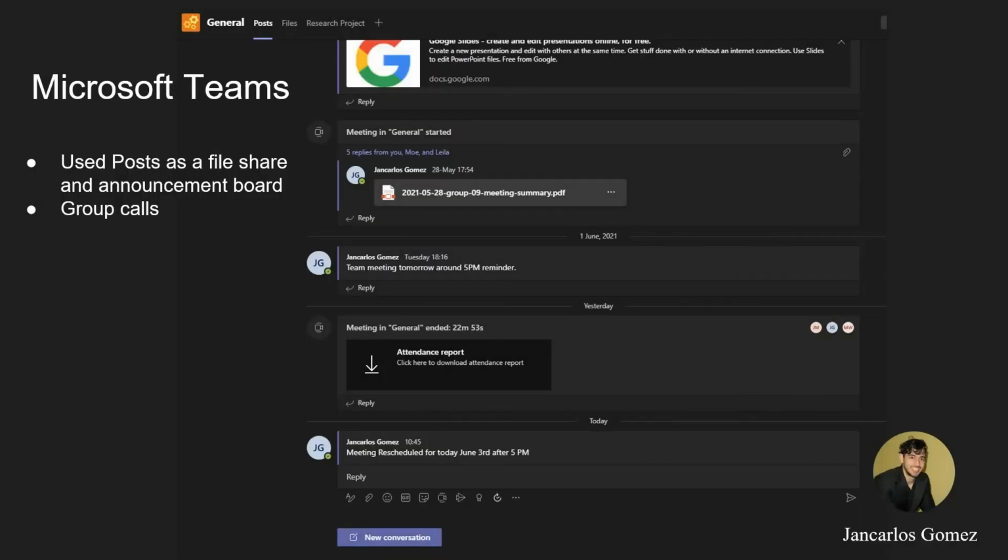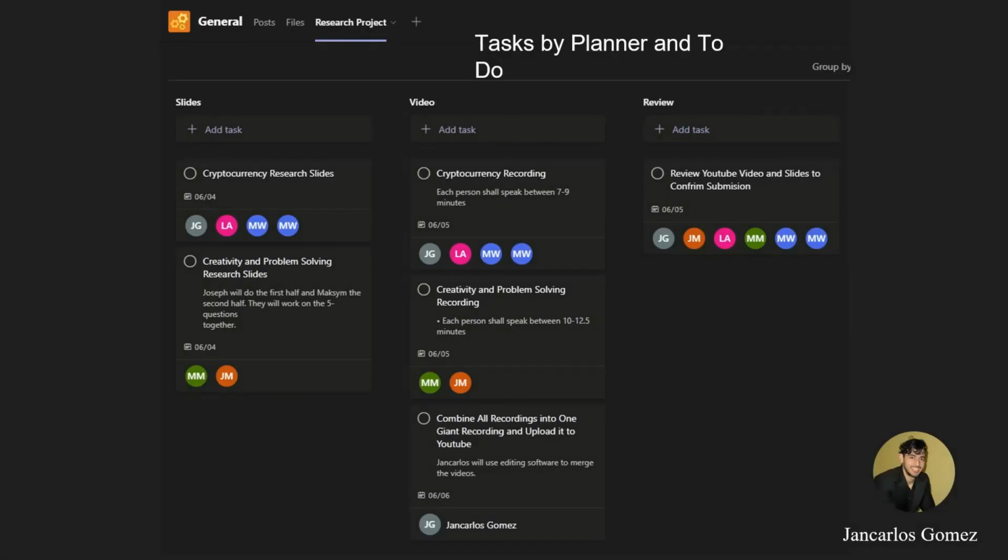For this project, we conducted our group work through Microsoft Teams. Under the Post tab, we used it as a file share and announcement board. We did group calls within this application. Inside the File tab, we shared our slides and our recordings. For the last tab, we used Tasks by Planner and To Do. This allowed us to easily visualize what was due and when.